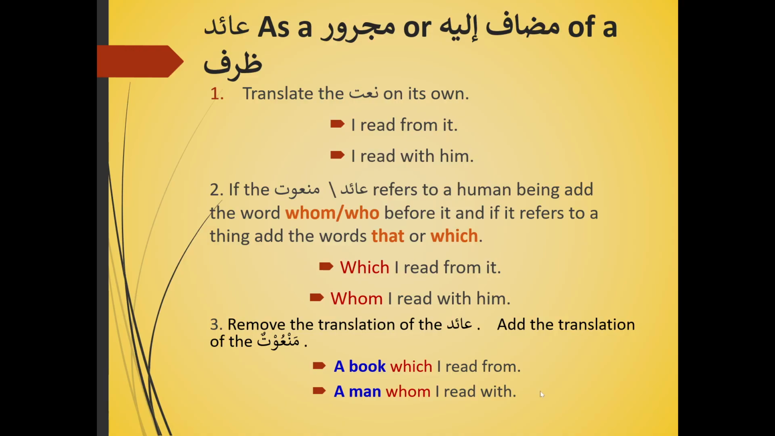But of course in English we don't say this. We would say a book from which I read, a man with whom I read. We don't normally end with a preposition. It's not good English to end with a preposition. So this is how we would write it.